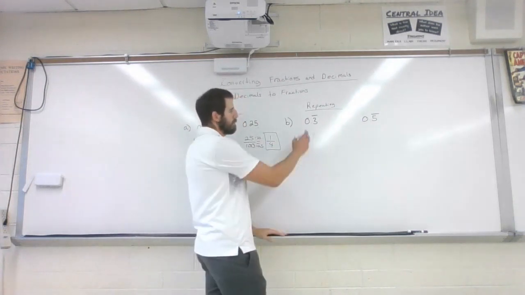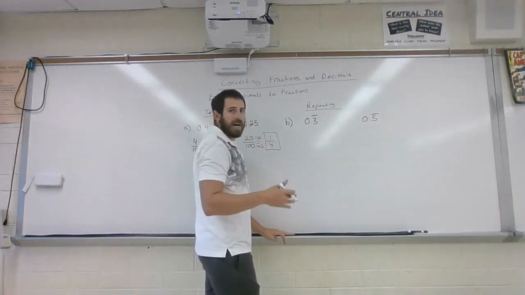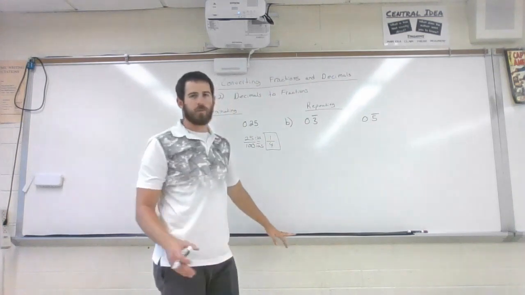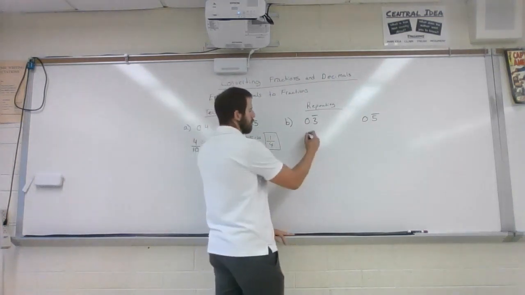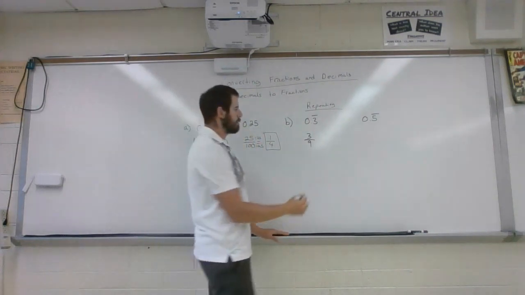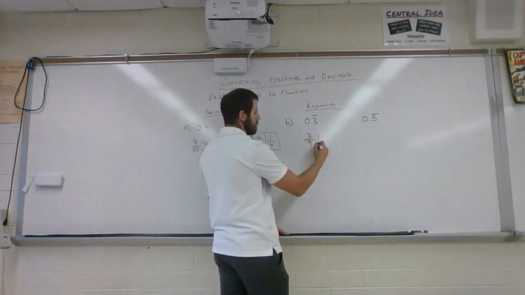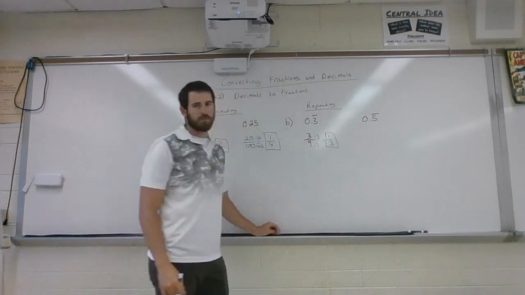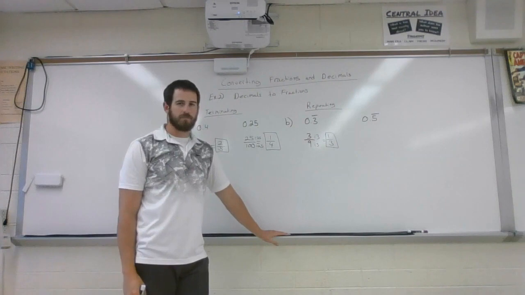What we're gonna do, anytime there's one number repeating, we divide by 9. I could go on for like 10 minutes and explain why, but you don't need to know that yet. So 3 over 9, and then we just reduce it. Divide each by 3, and I have 1 over 3 as my answer. Problem solved. That's it, done.